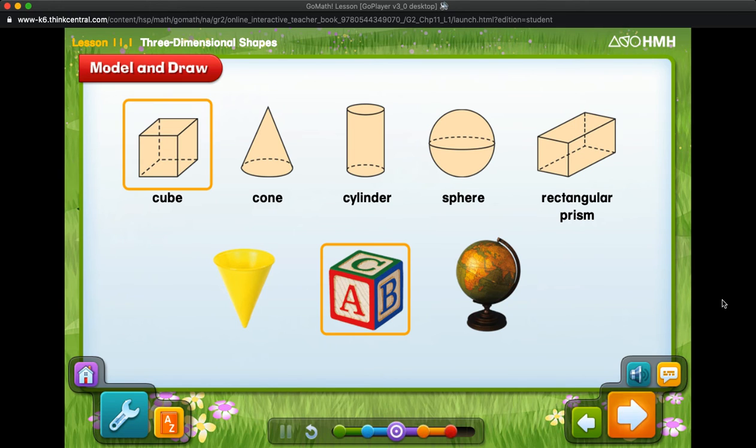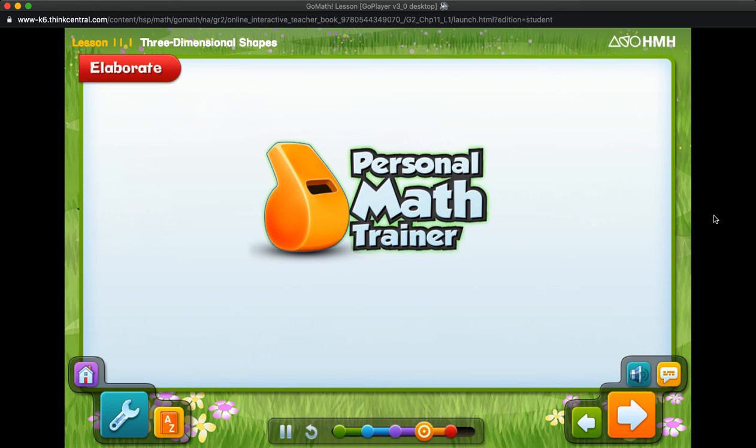So let's go on, and we'll hopefully get some more examples of different three-dimensional shapes and different objects that can match those three-dimensional shapes. Now let's practice with the personal math trainer.